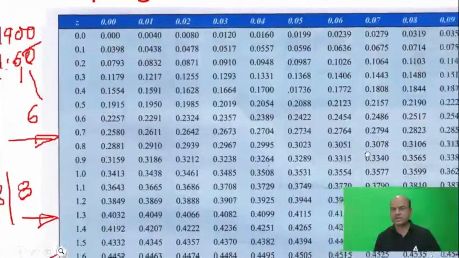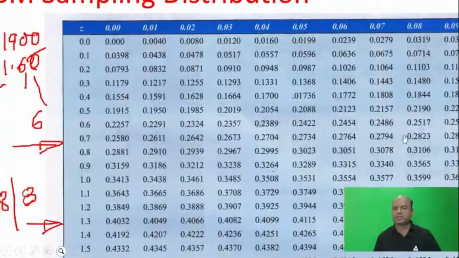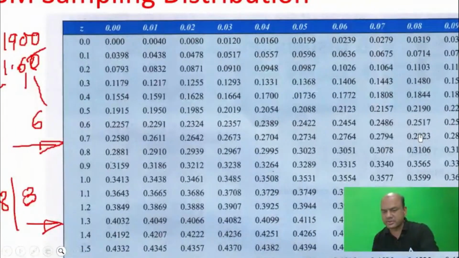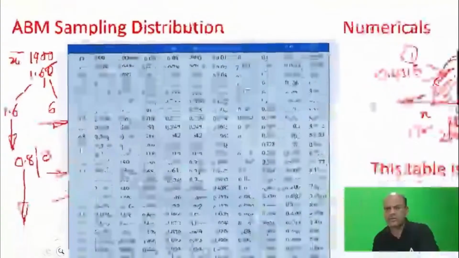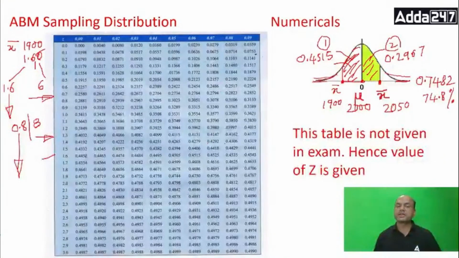0.3106. Are you seeing this? Everyone is seeing this? 0.08 over here and 8 over here. When you combine them, they'll meet over here. 0.3106. Got it? Clear? So now this 0.3106 is known as the probability.